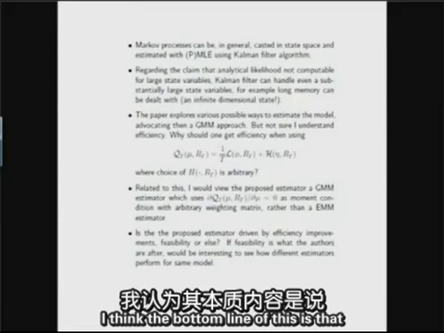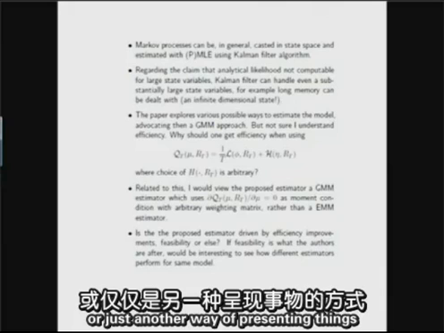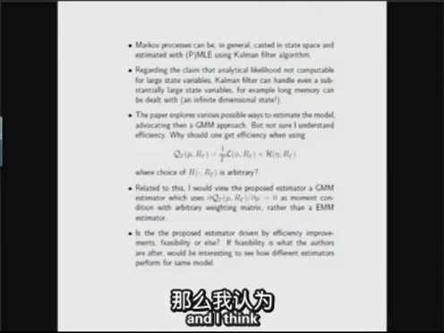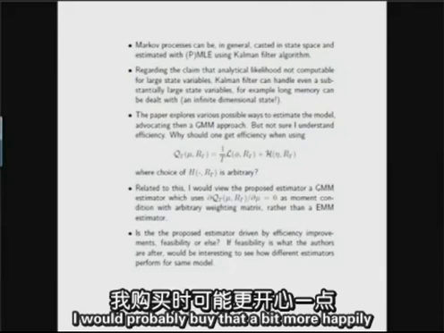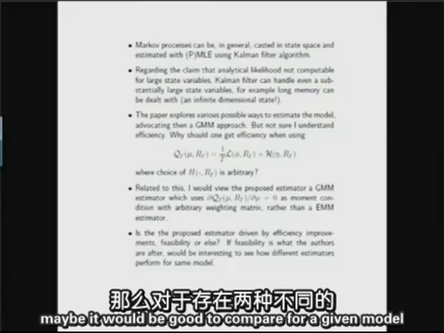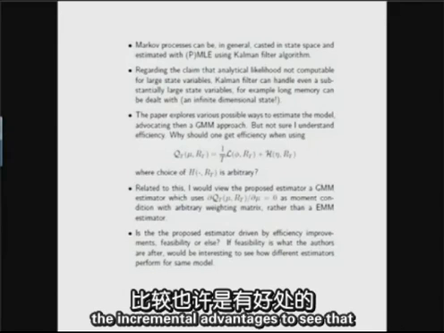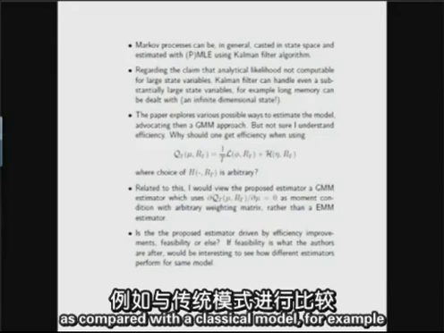If you make a bad choice of H, then you're going to perhaps corrupt the goodness that is seeded into the likelihood function. So the bottom line is: is efficiency improvement the task, or is it feasibility, or just another way of presenting things? Feasibility is something I'll probably buy a bit more happily. And if feasibility is the issue, it would be good to compare, for a given model, maybe even a simpler model than the one they advocated, two different types of approach, and to see the incremental advantages of the proposed approach as compared with a classical method.